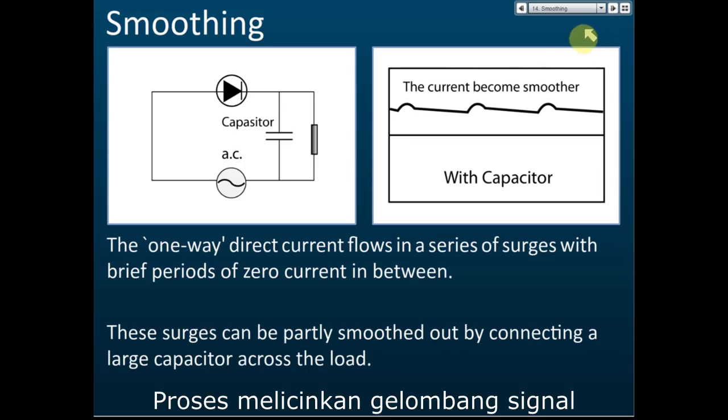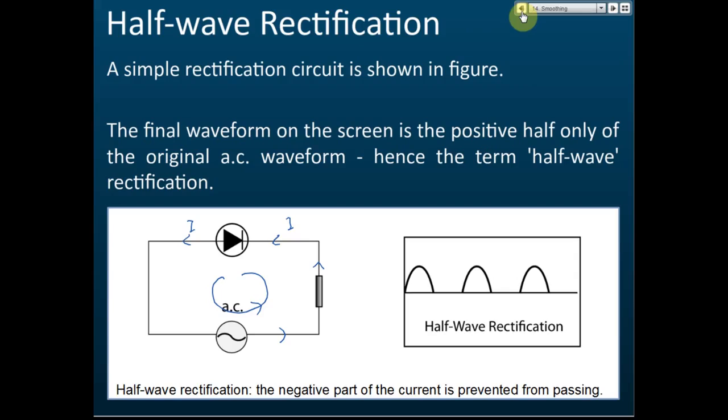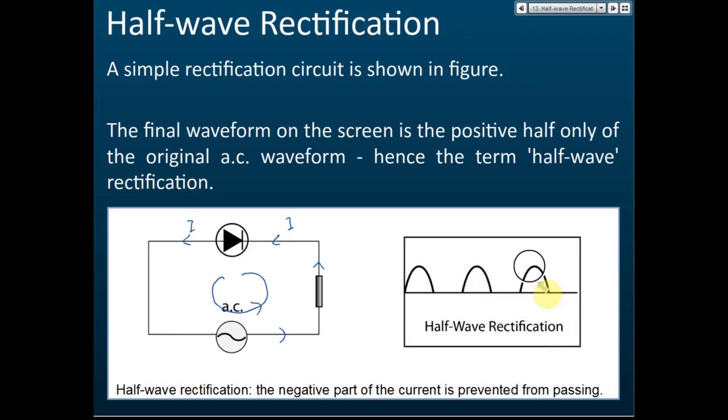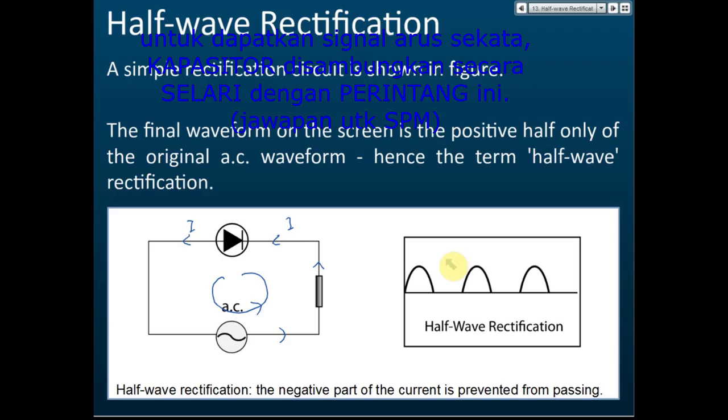Okay, smoothing. For half wave rectification, the waveform is like this. Increase, decrease, no current, increase, decrease, no current, increase, decrease, no current. So it means that the supply of the current is not steady. This is a non-steady current, and we don't like this. We don't want this. We want to have a continuous, steady current.